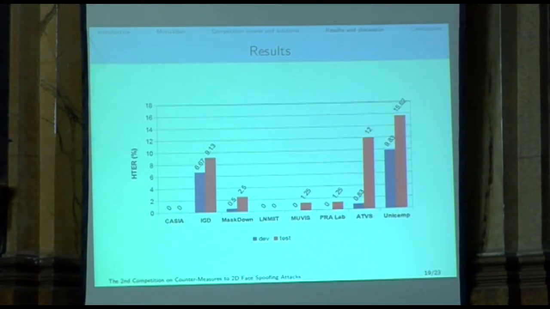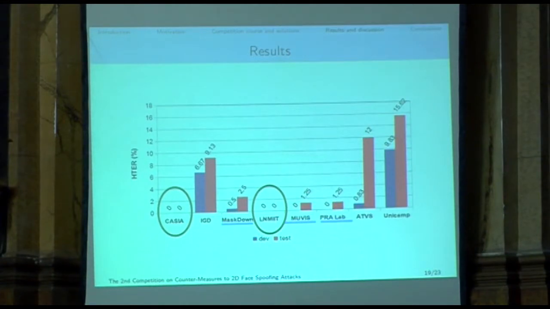The blue bins here represent the HTER on the development set, while the orange bins, the HTER on the anonymized test set. And as we can see, we actually have 2 teams which achieve perfect discrimination between the spoofing attacks and the real accesses, both on the development and on test set. Then we have 3 other teams which achieve very good performance, so from 0 to 0.5 half total error rate on the development set, and they're just slightly worse on the test set, but still the performance is quite good, from 1.25 to 2.5% HTER.